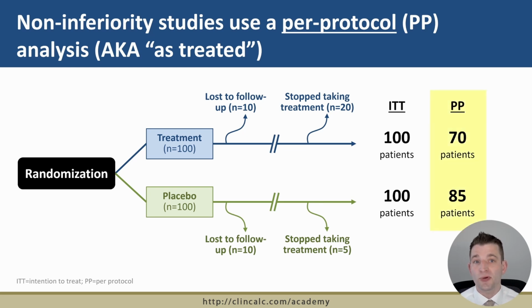But for our per protocol, we only are going to look at patients that were not lost to follow-up, that did continue taking the therapy that we asked them to do. So in the top case here, we had 100 patients, but 30 of them stopped doing what we told them to do. So we will not include those 30 patients in our per protocol analysis. Similarly, for our placebo arm, we had 15 patients that either were lost to follow-up or stopped taking treatment. We will not include those patients in our per protocol analysis.